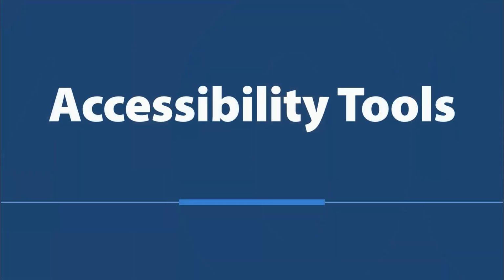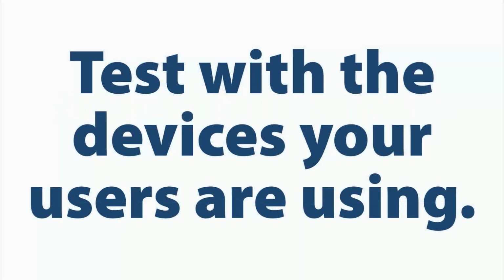So I'm going to briefly talk about accessibility tools. I'm actually, hopefully, tweeting out right now a list of the most common screen readers and browser combinations that you should be testing on. The biggest part of this is just to test with the devices your users are using. Ideally, you're doing this already, like I said, with different phones, different browsers, but you also need to be doing this with different screen readers.